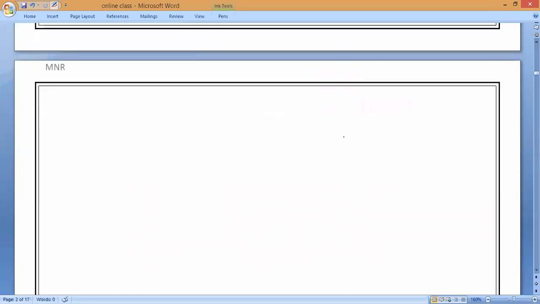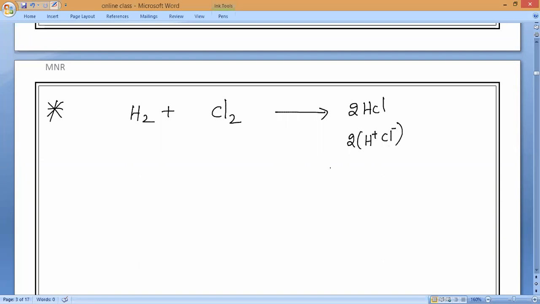Now, next you write the formation of hydrogen chloride. Tell me, what is that equation? Hydrogen, H2, plus Cl2. If we balance it, we get 2HCl. Yes or no? 2HCl, I can also write as H plus and Cl minus. Clear? Now the 2 we don't have any use for.